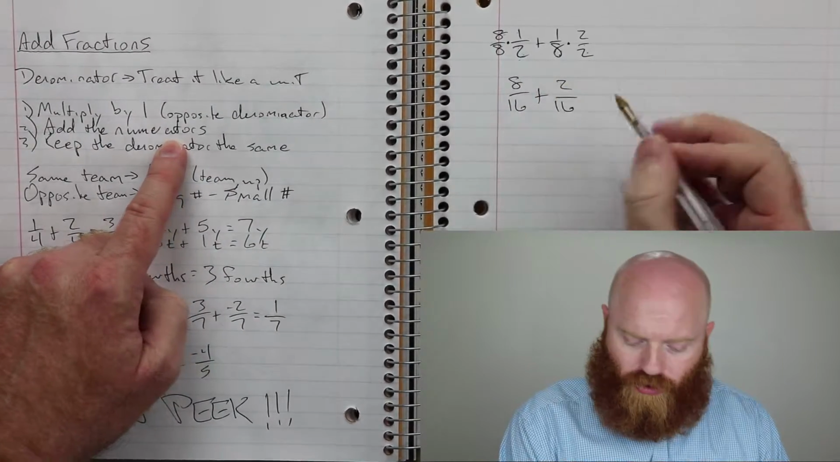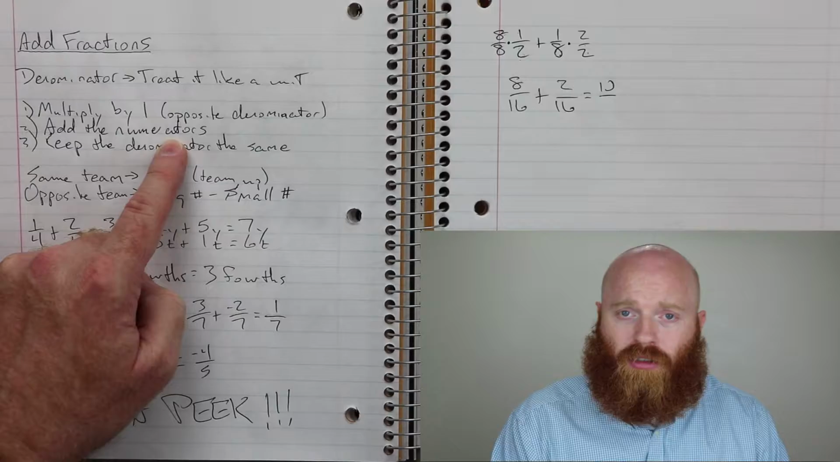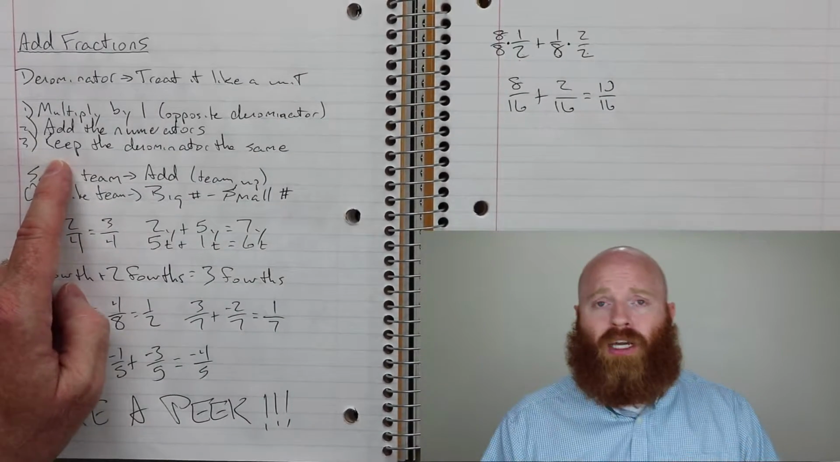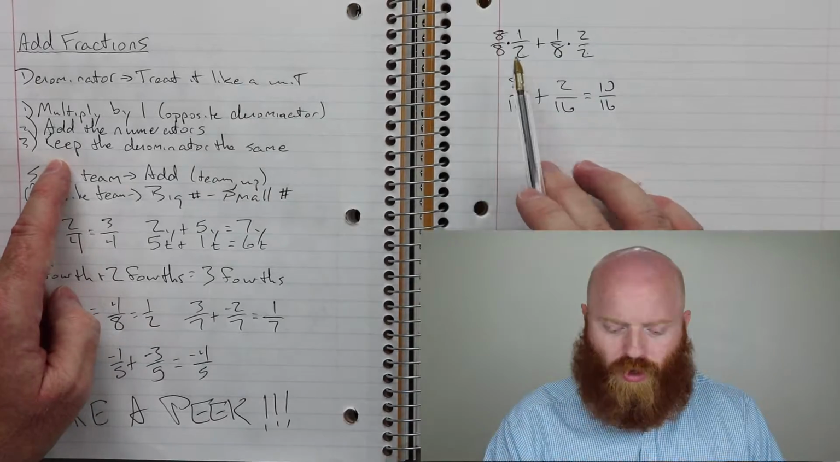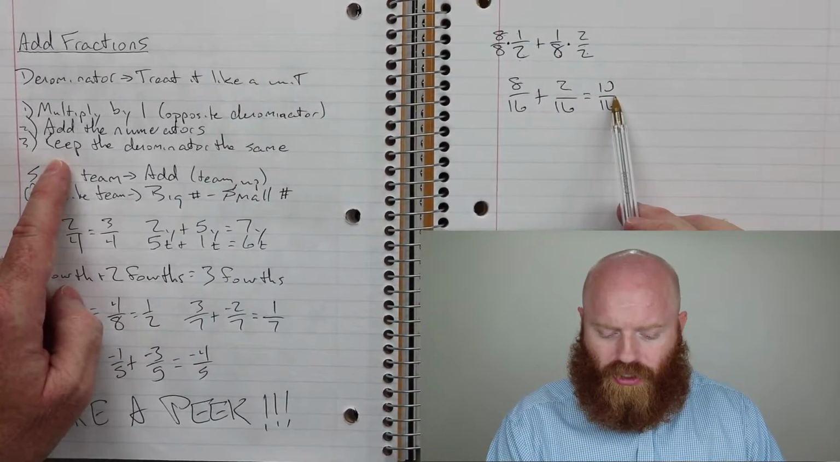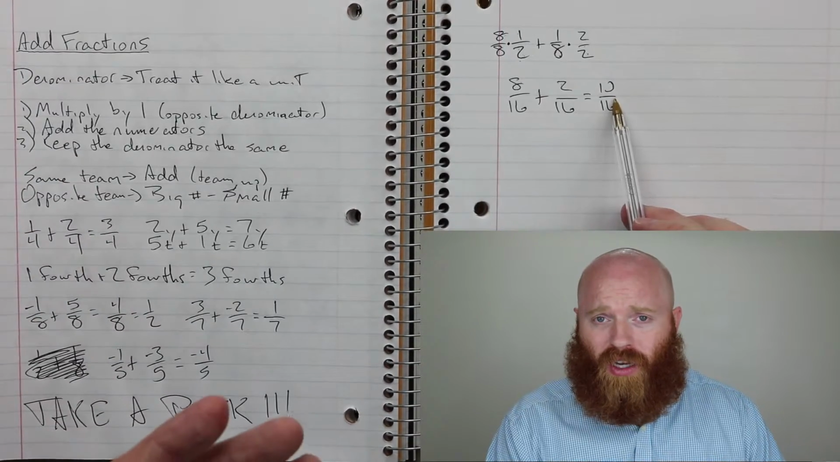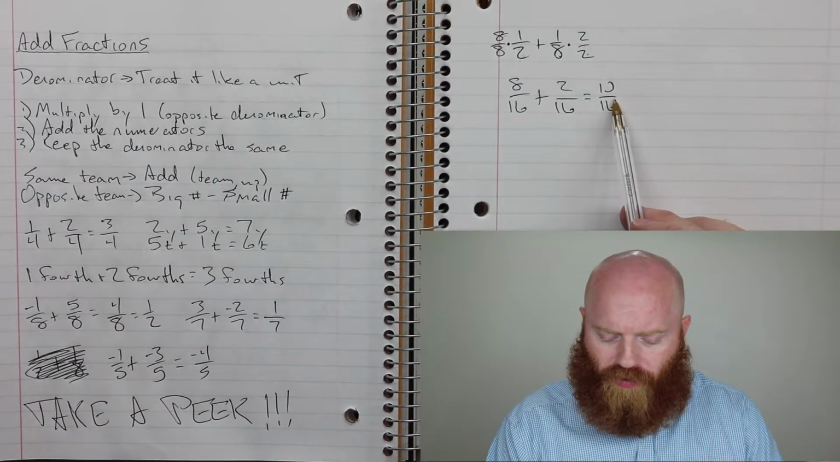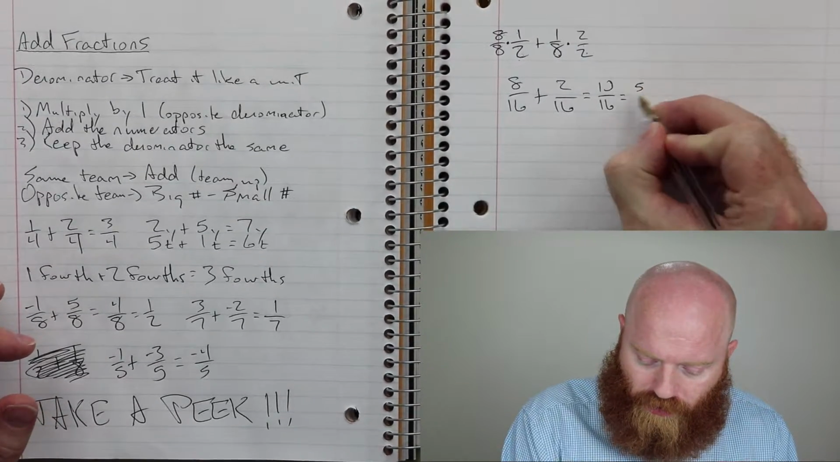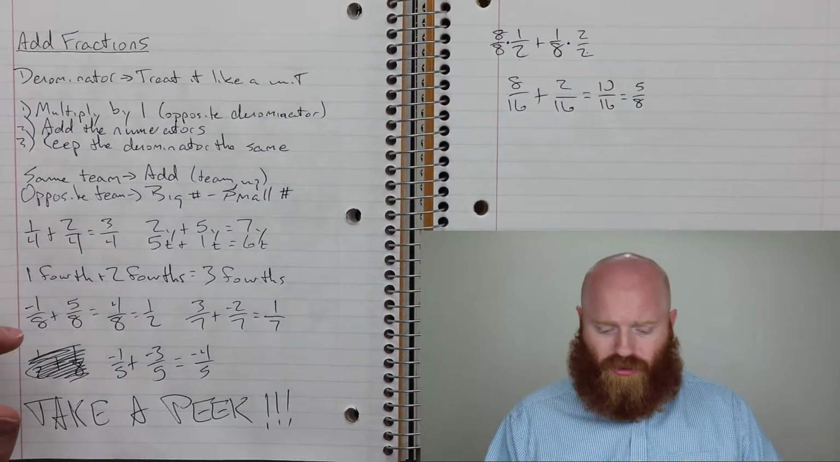8 plus 2 equals 10. And then keep the denominator the same, 16. That's my answer, 10/16. 1/2 plus 1/8 equals 10/16. There's one slight problem, it's not simplified. Again, if you don't know how to do that yet, I'll put a video out there for you. But for now, I'm just going to do it in my head, okay? So this is going to be 5/8. The answer would be 5/8.